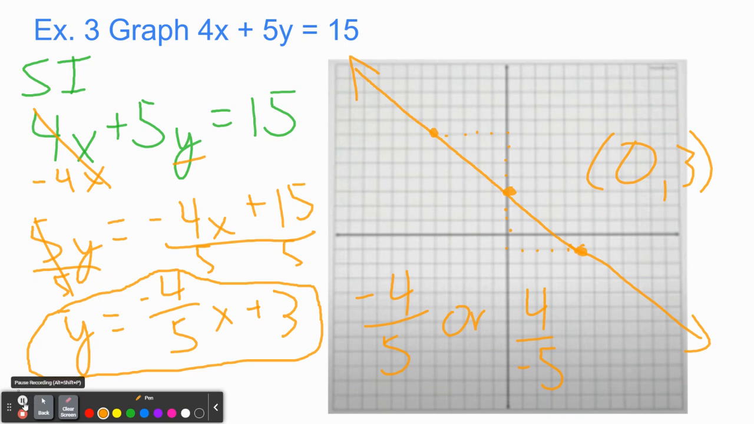A reminder for your slope, if you have negative 4, that means it's going to move down. If you have positive 5 in the denominator, that's to the right. If you have positive 4 in the numerator, that's up. And negative 5 in the denominator, negative means it's going to go left. Just a little hint for you there.